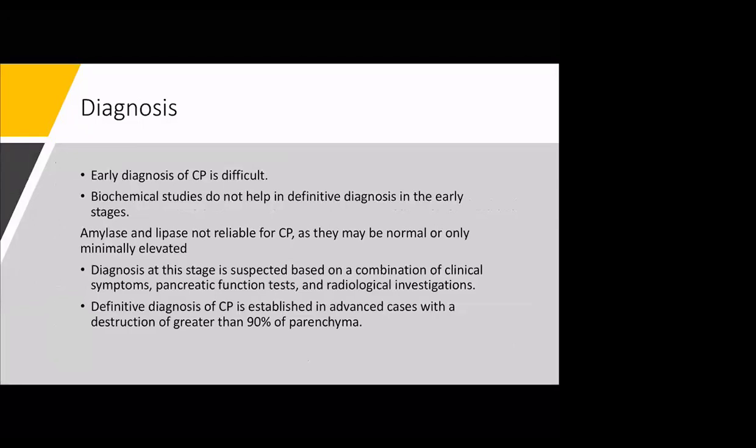Biochemical studies usually do not help, as amylase and lipase are not reliable. They may be normal or minimally elevated. Diagnosis at this stage is suspected based on the combination of clinical symptoms, the pancreatic function test, and the radiological investigation. The definitive diagnosis of chronic pancreatitis is usually established in advanced cases, يعني يجينا بالlate stage, with destruction of greater than 90% of the parenchyma.